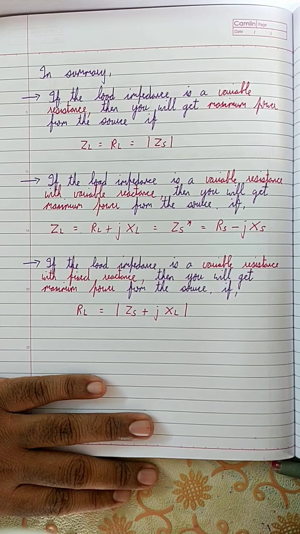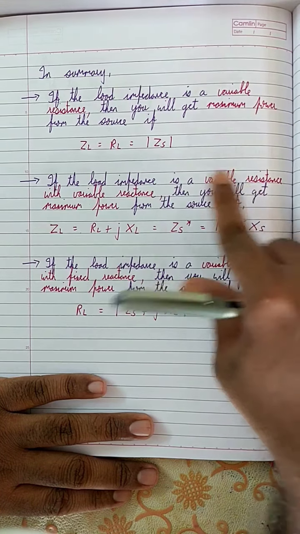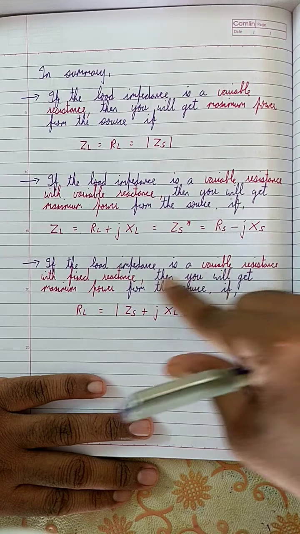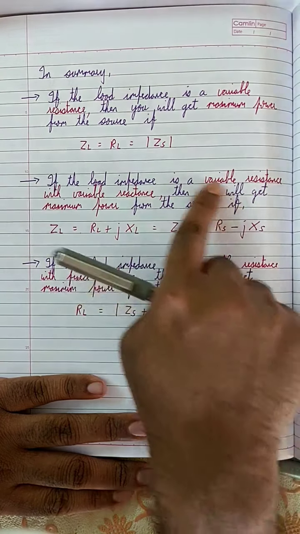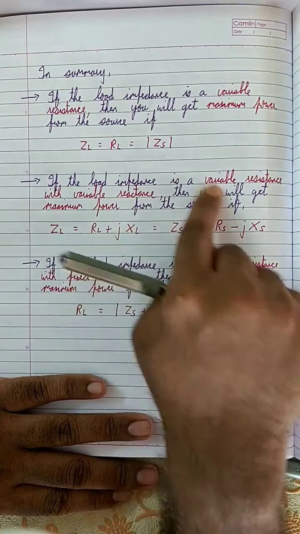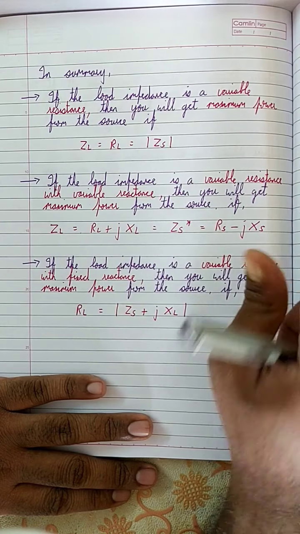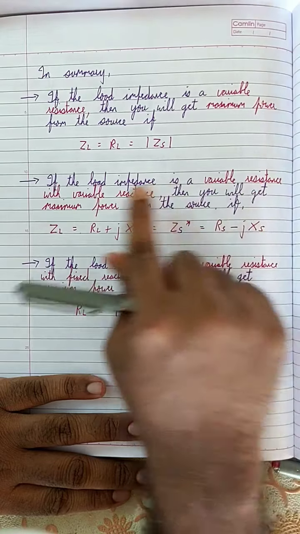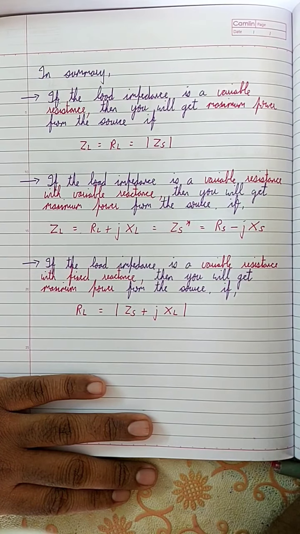In case they have not mentioned the type of the load, whether it is a variable resistance, a variable resistance with a variable reactance, or a variable resistance with a fixed reactance, then you can always assume that it is case 2. You can always assume that it is a variable resistance with a variable reactance, unless otherwise mentioned in the question.